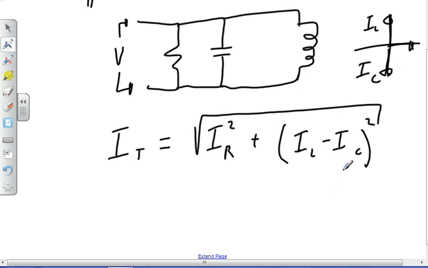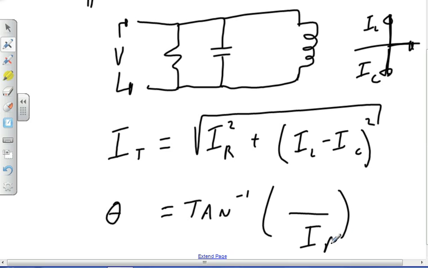And the same thing is true if I'm taking the angle. I'm going to take the arctangent, and I'm going to have the current on the bottom, and I'm going to have this IL minus IC on the top.